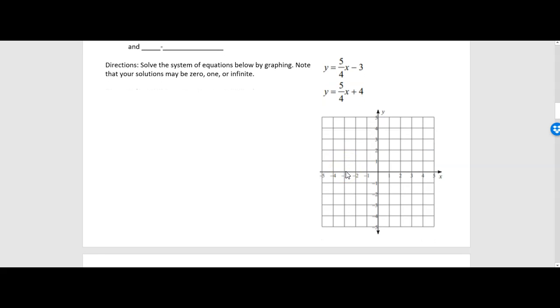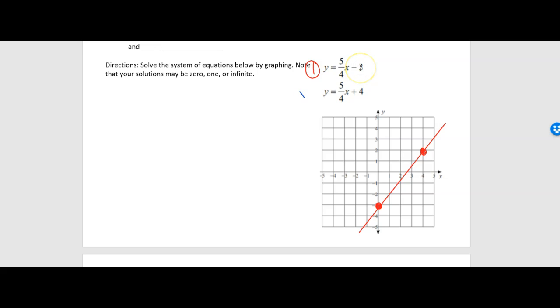So take a couple minutes, graph both of those equations on the plane below, and then think about which of the categories it falls into from up above. Does it only have one solution, infinite solutions, or 0 solutions? All right, I will do the top one in red. Y-intercept is -3, slope is 5/4, so I'm traveling up 5 to the right 4. And our line is going to look like this.